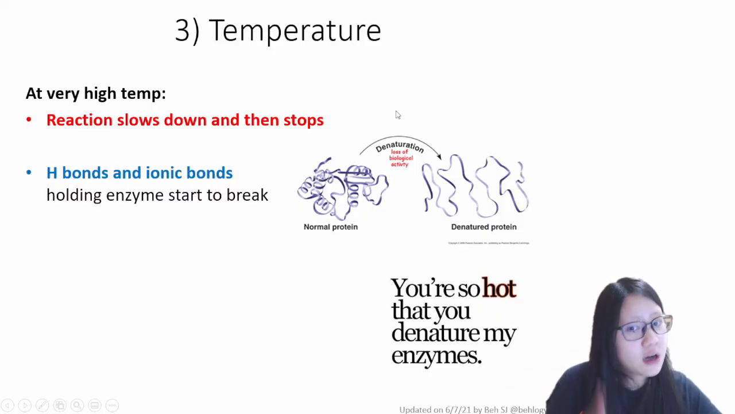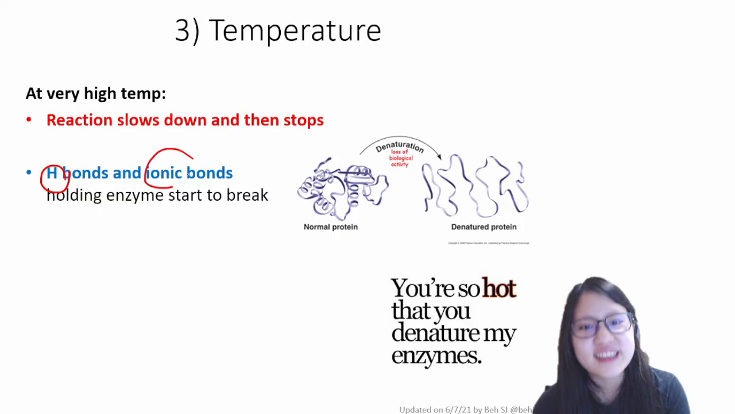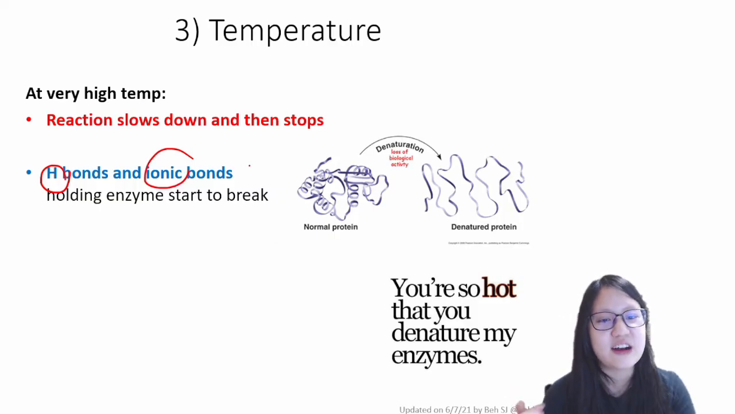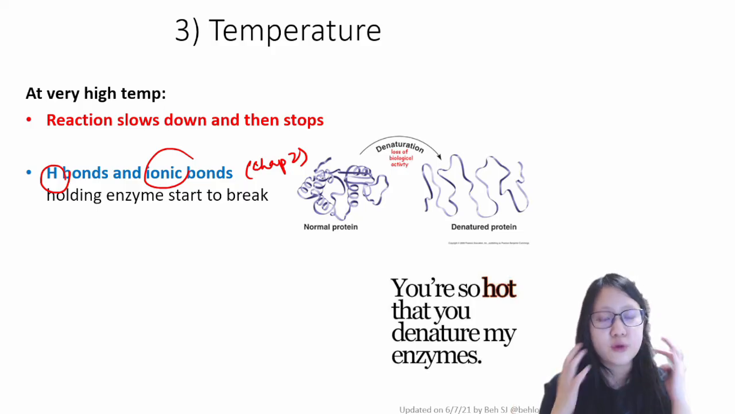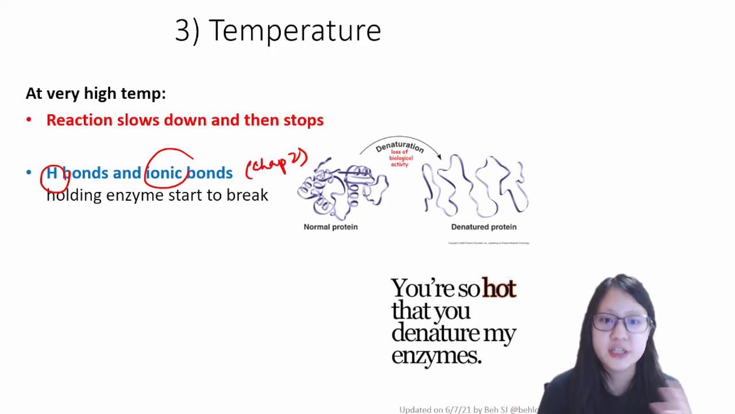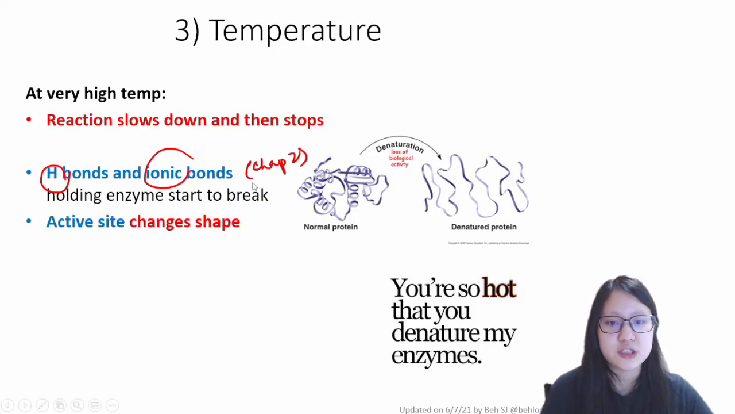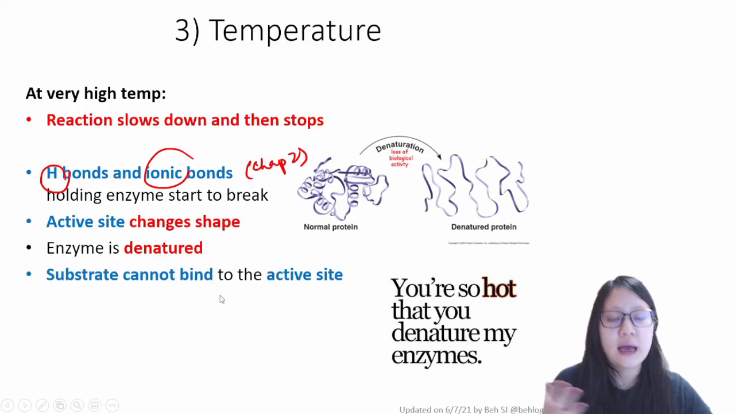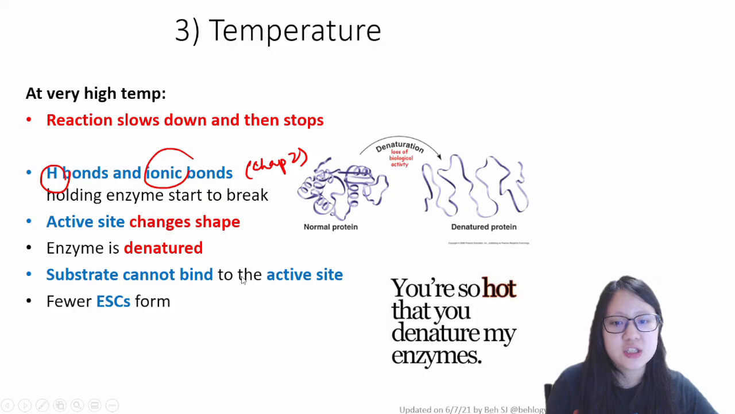Why? Because hydrogen bonds and ionic bonds start to break. Hydrogen bonds and ionic bonds. These are from chapter 2, guys. These are the bonds that are the weaker ones in the protein's tertiary structure, okay? And these are the bonds that start to break first, causing denaturation, causing the active sites of the enzyme to change shape. And therefore, substrate cannot bind to the active sites. The enzyme is denatured at this point.